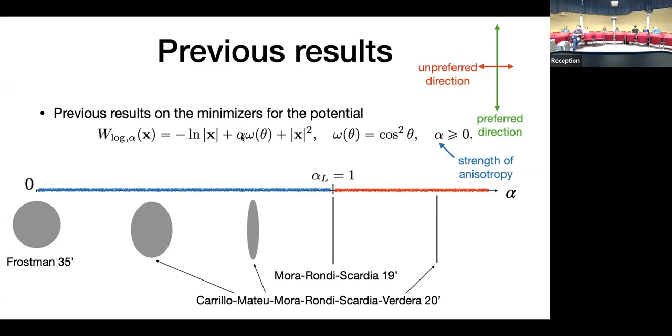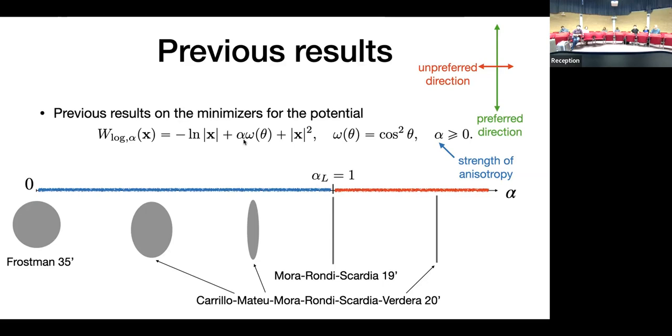Suppose alpha is equal to 0, then you have just an isotropic potential, and this is already very well studied. As you make your alpha larger and larger, the anisotropic effect becomes stronger and stronger. And you can try to observe how the energy minimizer changes as the anisotropy becomes stronger and stronger.